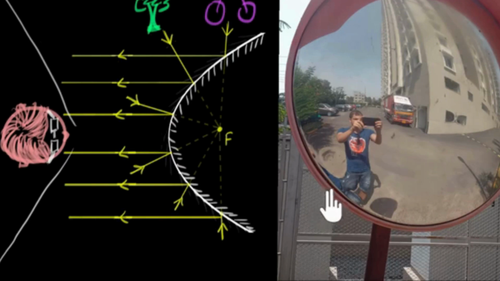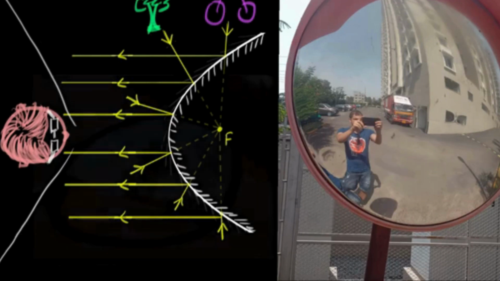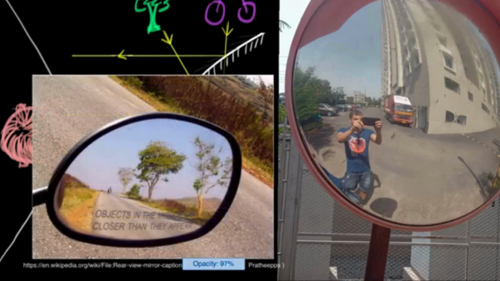And now we can answer our original question. It's for the same reason the side view mirrors of vehicles are also curved. They are convex. Same reason, so that when you look into it, you can see a little bit wider. You can see what's there behind you at a little wider angle than if you had a plane mirror over here. I'd just like to end this video now with one last thing.